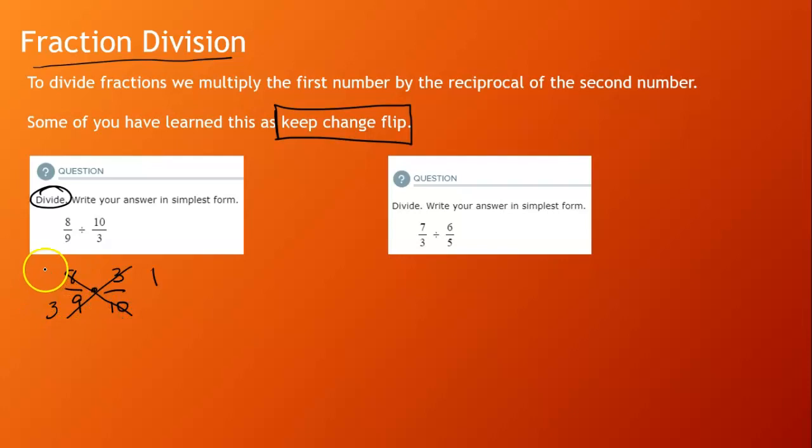8 and 10 have a common factor of 2. 8 divided by 2 is 4. 10 divided by 2 is 5. So what I actually have is 4/3 times 1/5, and I multiply straight across. 4 times 1 is 4. 3 times 5 is 15.